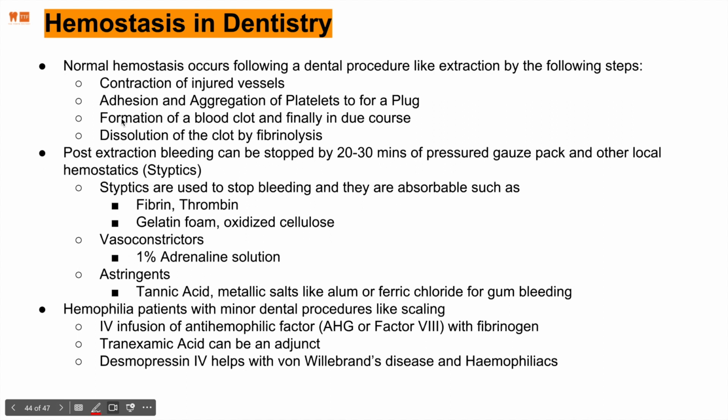Hemostasis in dentistry, a very short note for how to control bleeding in dentistry. Normal hemostasis occurs following a dental procedure like extraction by contraction of the injured vessel, adhesion and aggregation of platelets for a plug, formation of a blood clot, and finally, in due course, dissolution of clot by fibrinolysis. We learned all that in the past 40 slides. However, post-extraction bleeding can be stopped by 20 to 30 minutes of pressurized gauze pack and other local hemostatics. They are known as styptics. Okay, so remember that terminology.